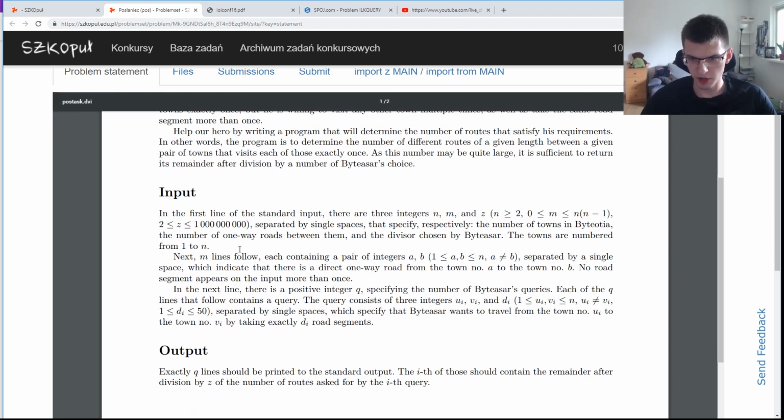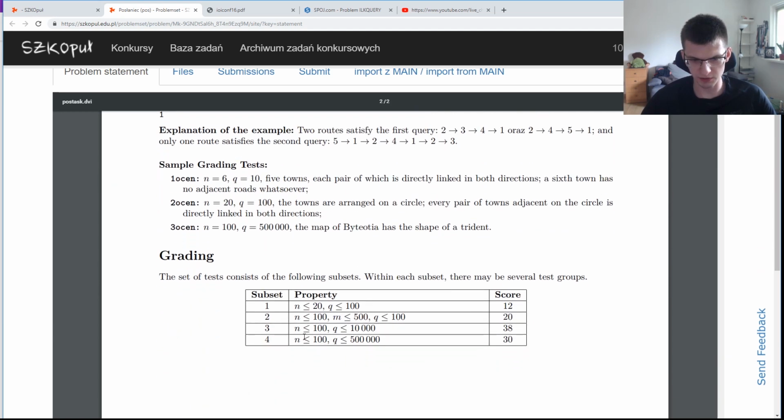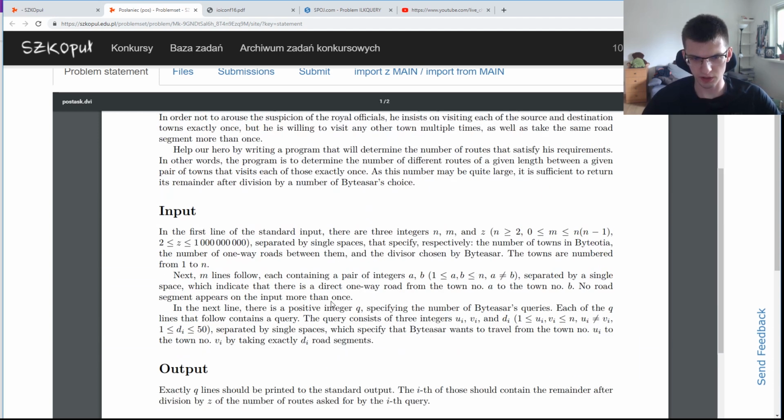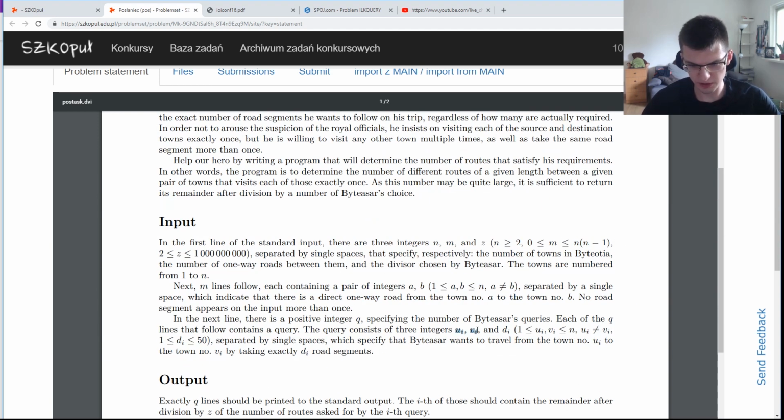What is happening in this problem? We are given a graph of quite small size, n up to 100, then 500 queries. Each query is described by 2 vertices u and v and a length d up to 50. We need to say the number of paths from u to v of length exactly d that do not visit u or v multiple times, but they can visit other vertices multiple times. And we need to print the answer modulo some number.